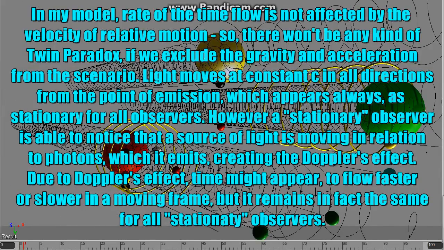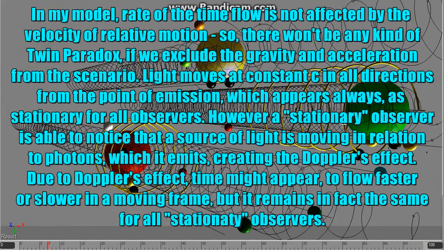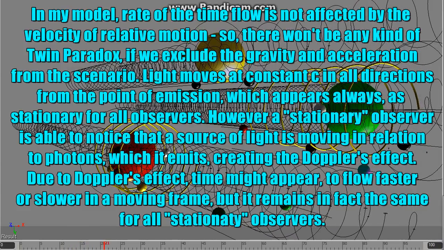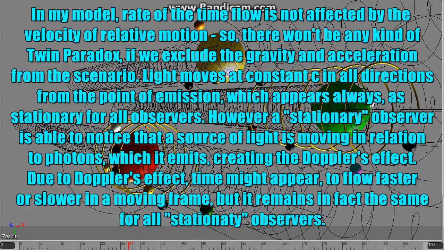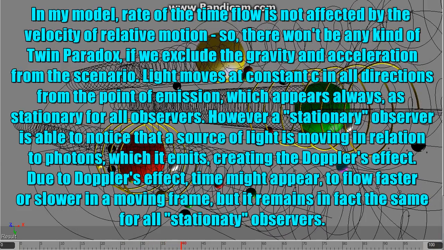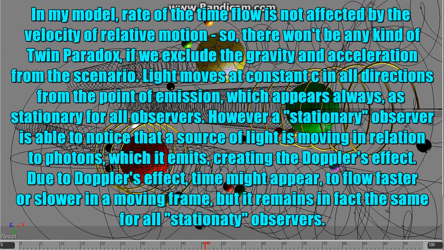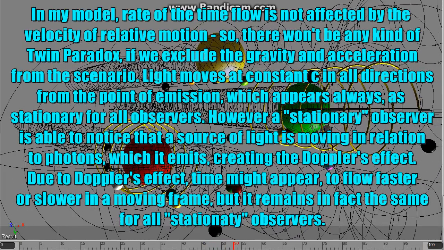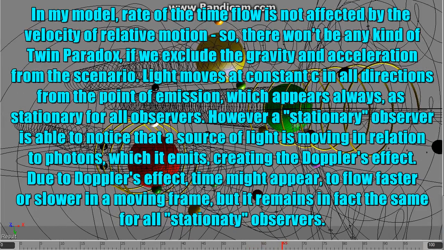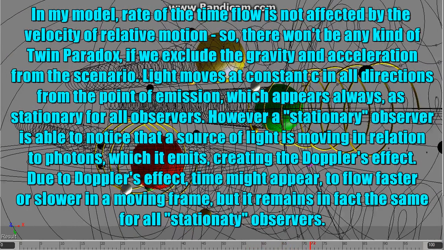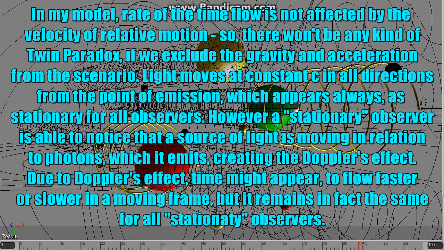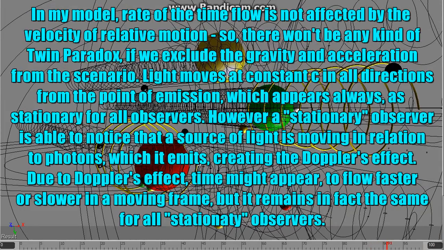In my model, the rate of time flow is not affected by the velocity of relative motion, so there won't be any kind of twin paradox if we exclude gravity and acceleration from the scenario. Light moves at constant c in all directions from the point of emission, which always appears as stationary for all observers. However, a stationary observer is able to notice that a source of light is moving in relation to the photons which it emits, creating the Doppler effect. Due to the Doppler effect, time might appear to flow faster or slower in a moving frame, but it remains in fact the same for all stationary observers.